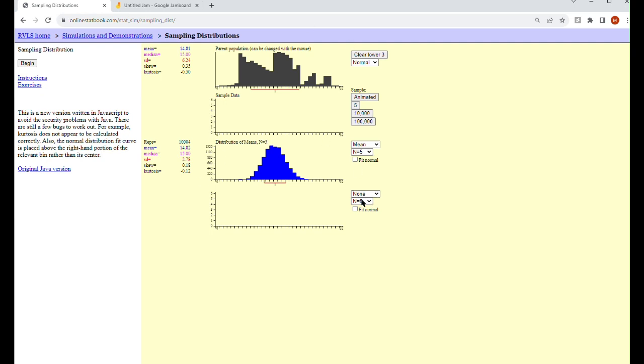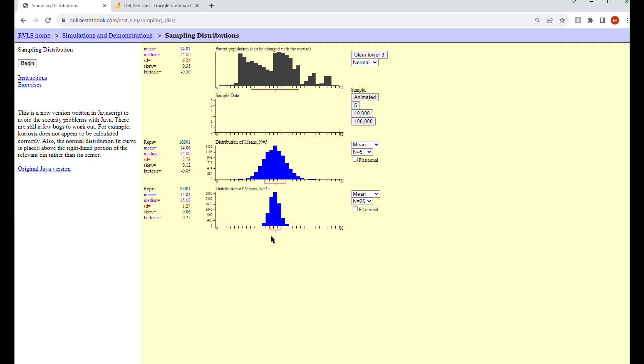So let's make another one, right? Let's increase our sample size to 25. Take a sample of 25. We took a sample of 5 for this one and a sample of 25 for this one, right? And we can take again 10,000 samples and see what the sampling distributions look like, right?